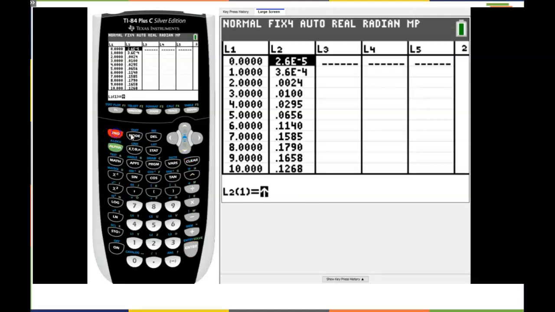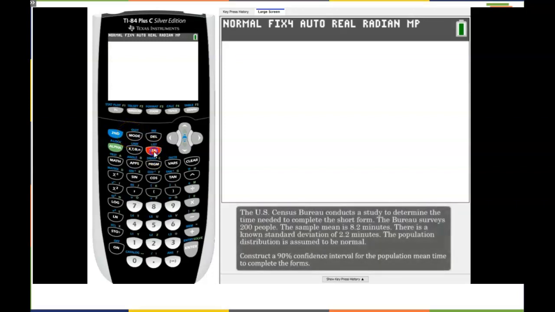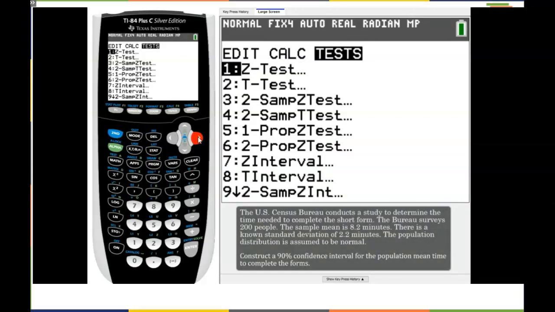Clear this out. I'm going to go right back to my home screen by going second quit. And then I'm going to click on stat. But this time we're going to run over to tests. And there's a long list of tests here. We want the z interval. Since we're dealing with population, we want the z interval. So I'm going to hit 7.